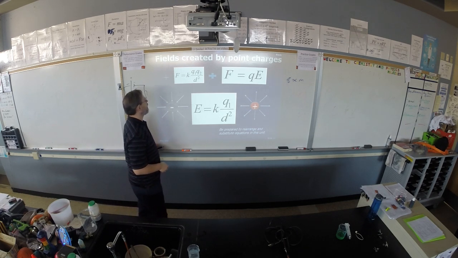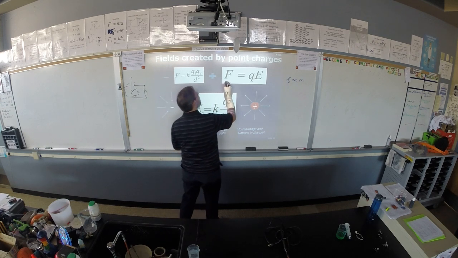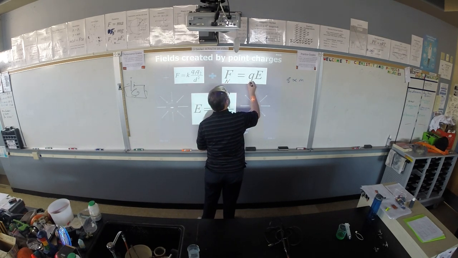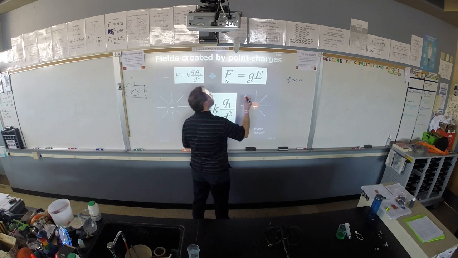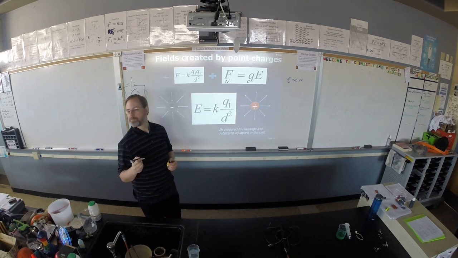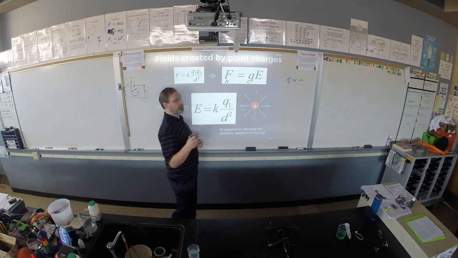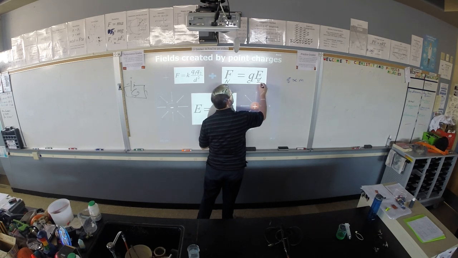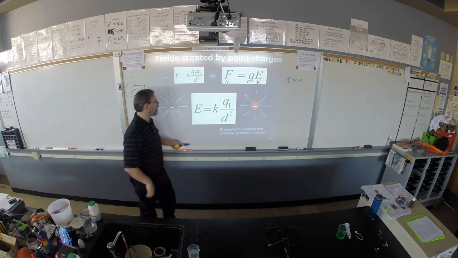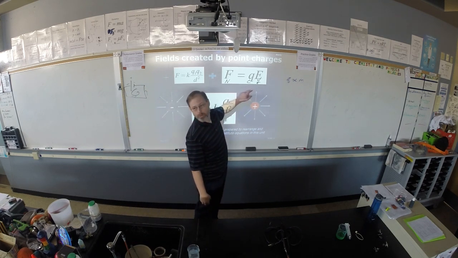And the unit of E is kind of interesting. We're going to give a new unit next week, but right now, force is newtons and Q is coulombs. So what do you think the unit of E is? It has to make everything work, all the units have to cancel out. Close. Newton per Coulomb. So the unit of field strength is Newton per Coulomb.